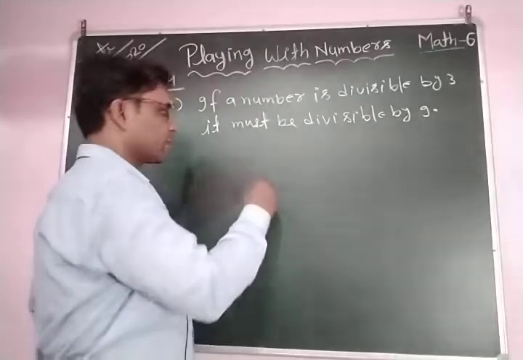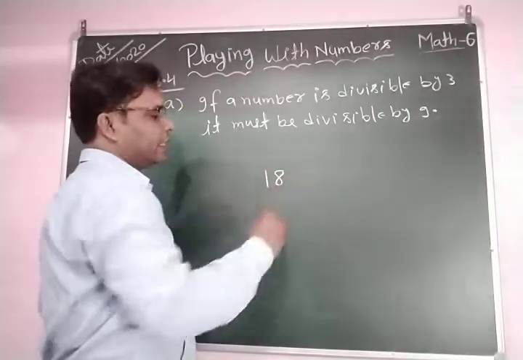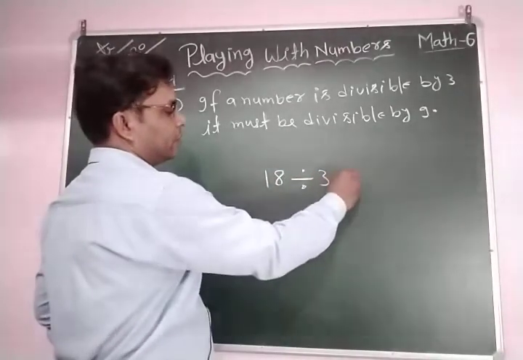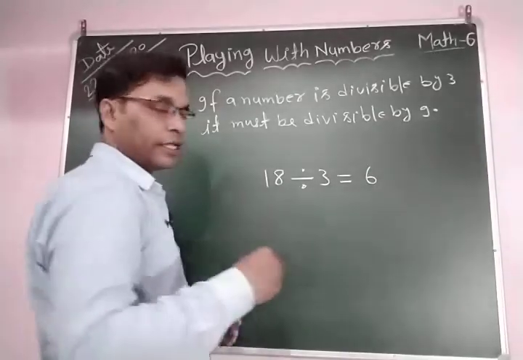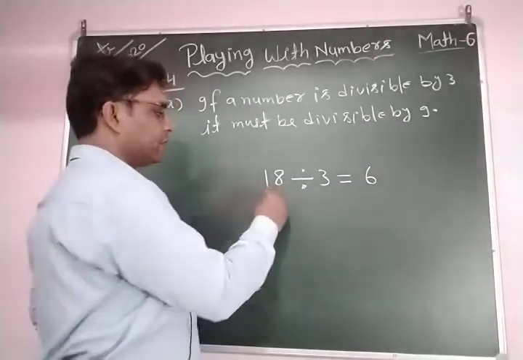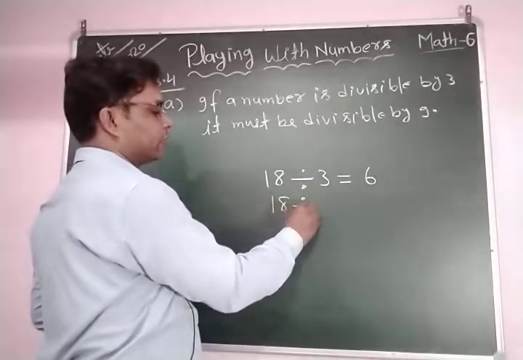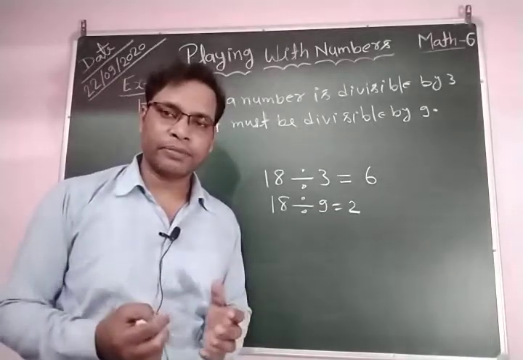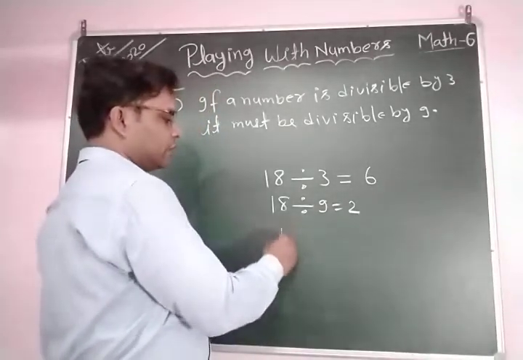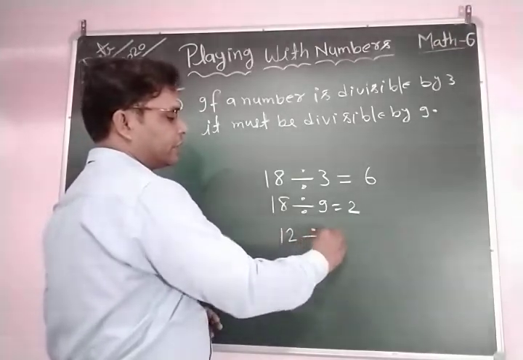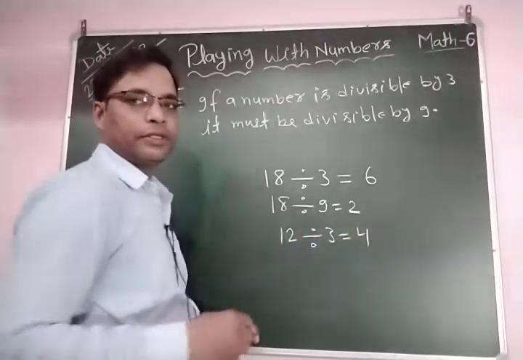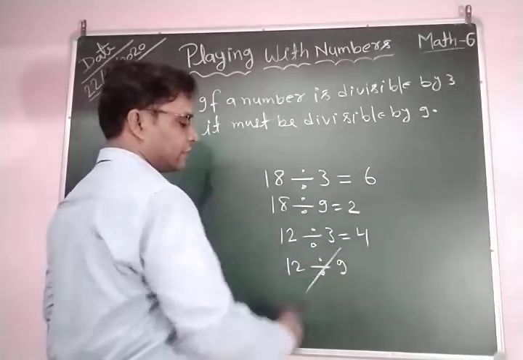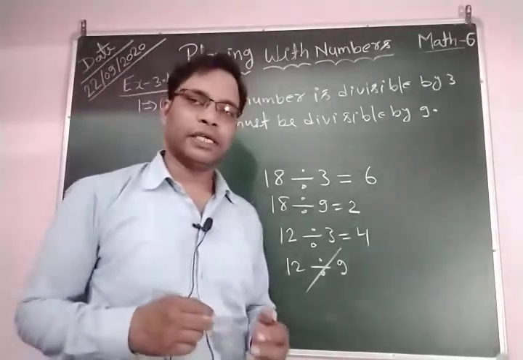So for this we select any random number. We take 18. This number is divisible by 3, 6 times, and it is also divisible by 9, 2 times. In this case it is right, but let us take another number, for example, 12. Here 3 divides 12 in 4 times, but 9 does not divide 12.